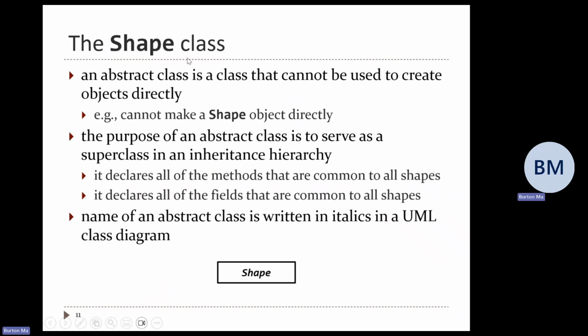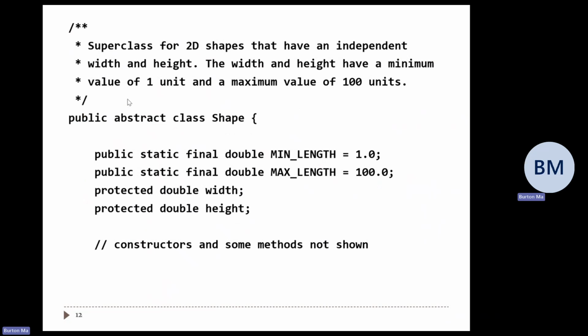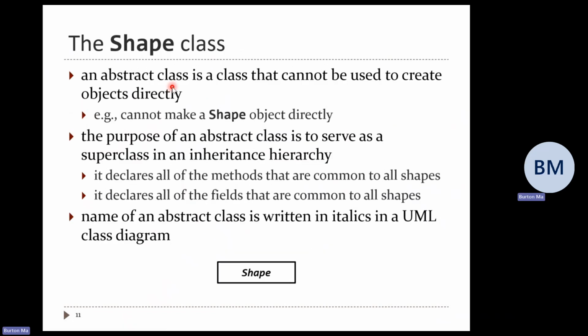Okay, so the shape class is marked as being abstract. Where is it? Here. When the shape class is declared, the keyword abstract appears. So an abstract class is a class that the programmer does not use to make objects directly. So no one can come along and write shape S equals new shape. That's not the purpose of the shape class.